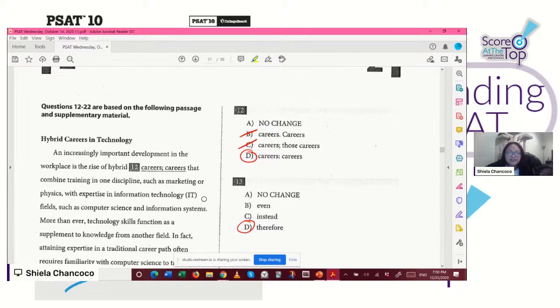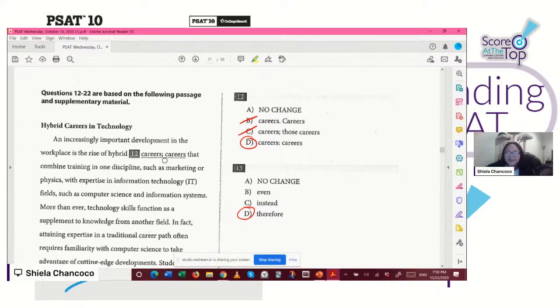So 12, this one is very interesting. A lot of people will get this wrong. I already can tell. An increasingly important development in the workplace is the rise of hybrid careers. Careers that combine training in one discipline. All right, that's all I need to know. And then there's examples after that.